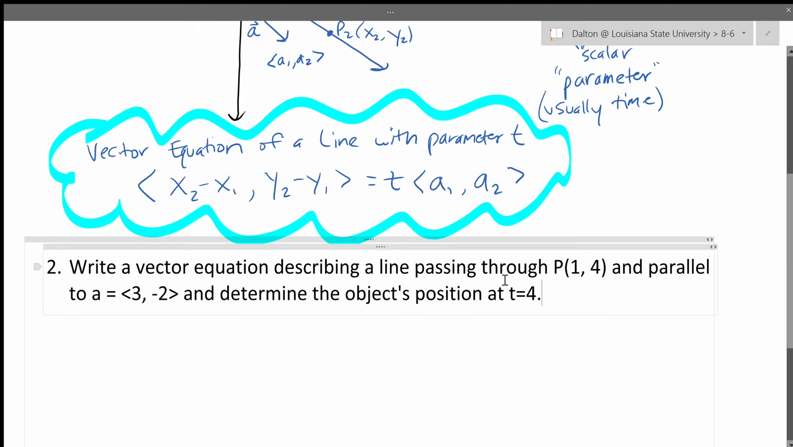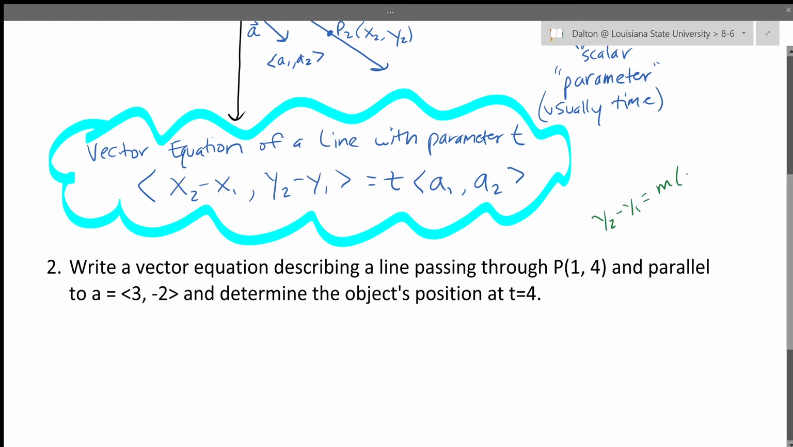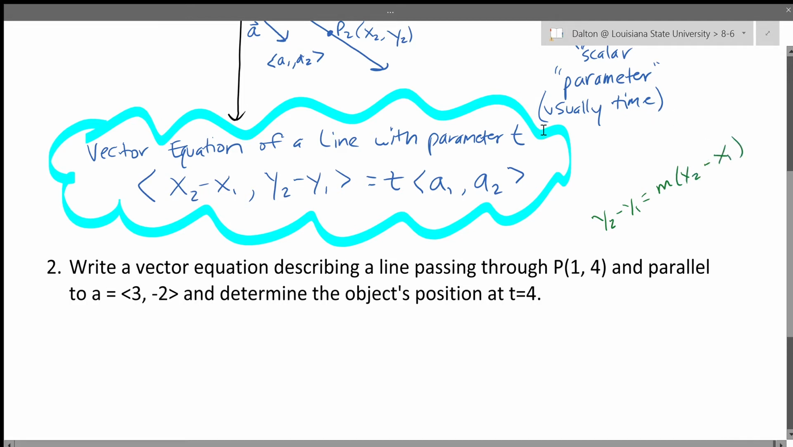So again, this is very, very similar to point slope form of a line, which, if you remember point slope, I'm just going to write out here to the side to jog your memory: y2 minus y1 equals m times x2 minus x1. Well, this is very similar, except we have a parameter t, and instead of slope being m, our slope is just going to be parallel to a vector. Okay, so here's how that works.